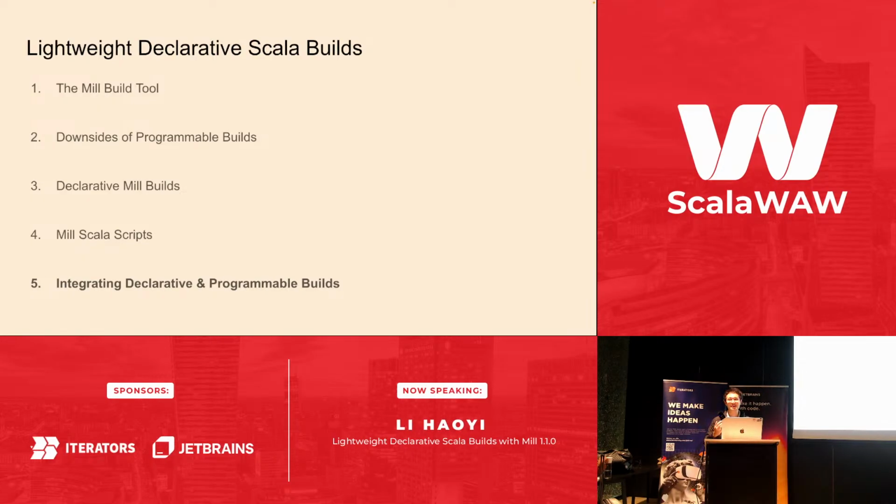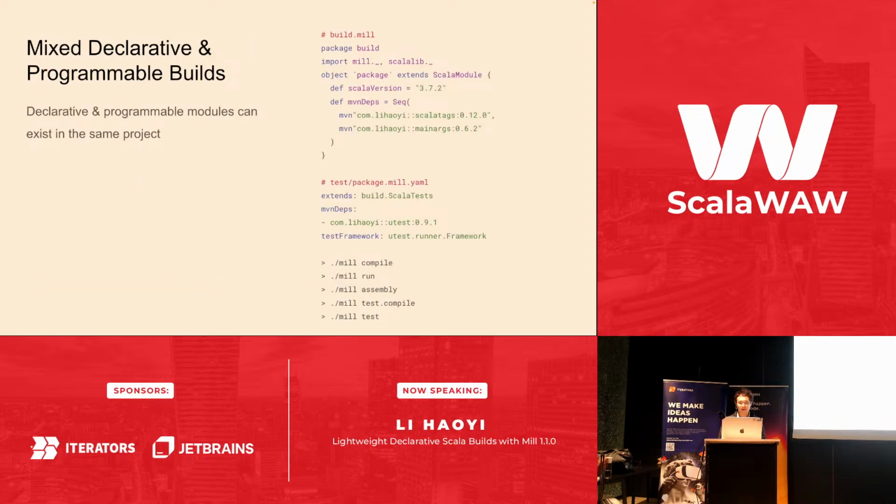In that Mill lets you quite easily integrate your declarative and programmable builds within the same code base. So you're not forced to make a choice, and you can just use whichever one makes sense at that point in time for that submodule, and easily change back and forth later if necessary. For example, over here, I have a small example where I have the root module is a programmable build.mill file with the Scala syntax, but the test submodule is a declarative package.mill.yaml file using the declarative YAML syntax.